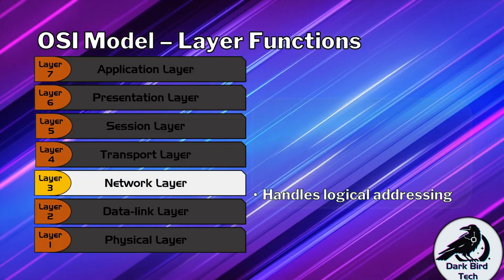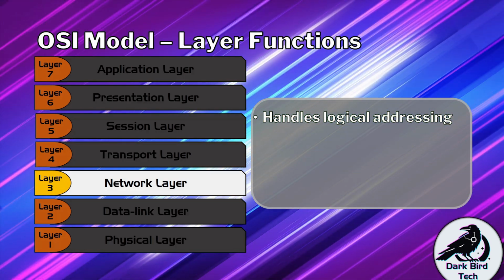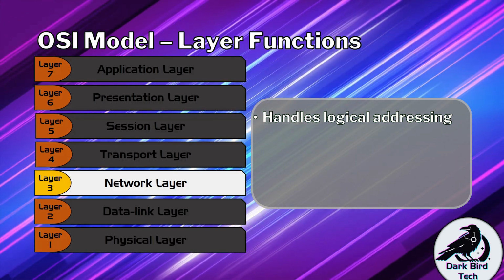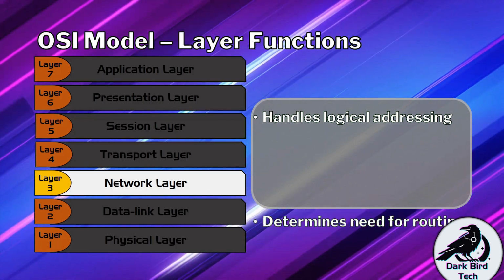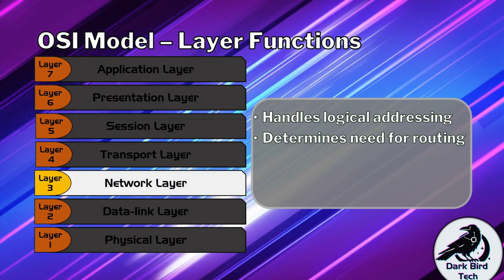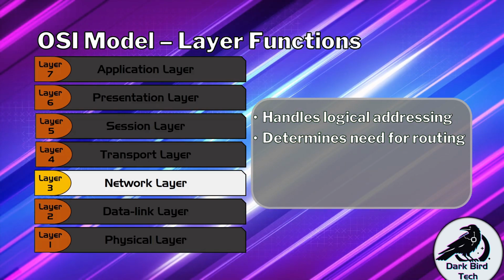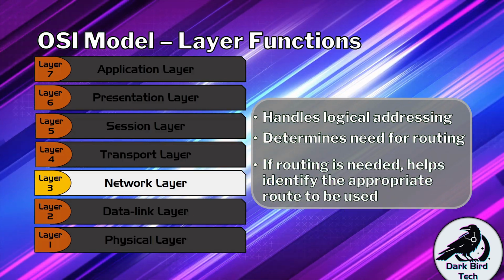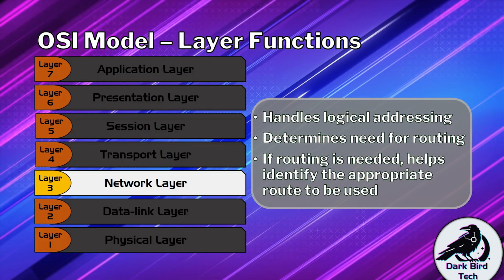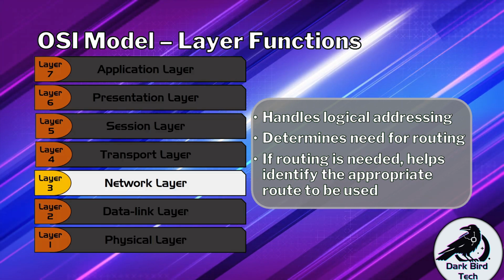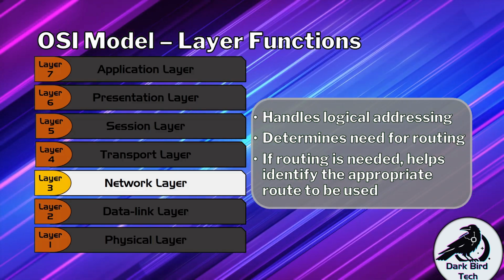And the reason why is this is where we handle logical addressing. It's where we look at how are we going to get traffic from the network that the sender is in to the network that the recipient is in. It's basically where we handle our routing. And it is also where we determine, if we need to do routing, how best to determine that best route to get to the destination network.